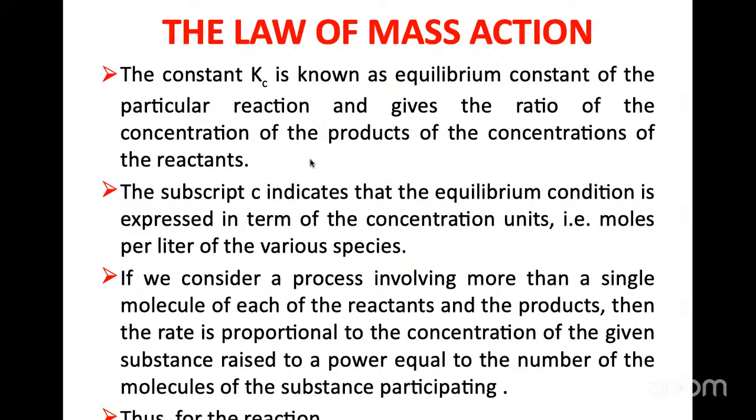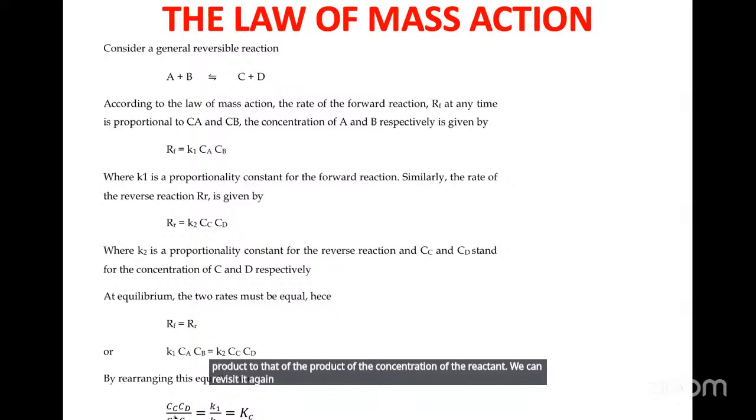Sorry, it gives the ratio of the product of the concentration of the product to that of the concentration of the reactant. This is not properly written, please. The constant Kc is known as the equilibrium constant of the particular reaction, and it gives the ratio of the product of the concentration of the product to that of the product of the concentration of the reactant. We can revisit that equation again.